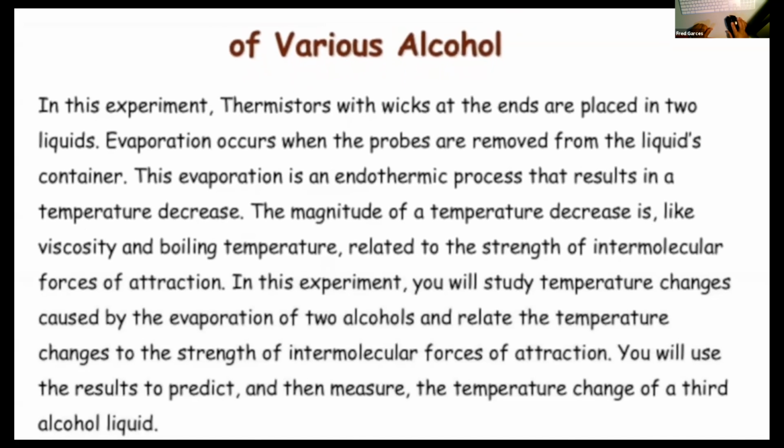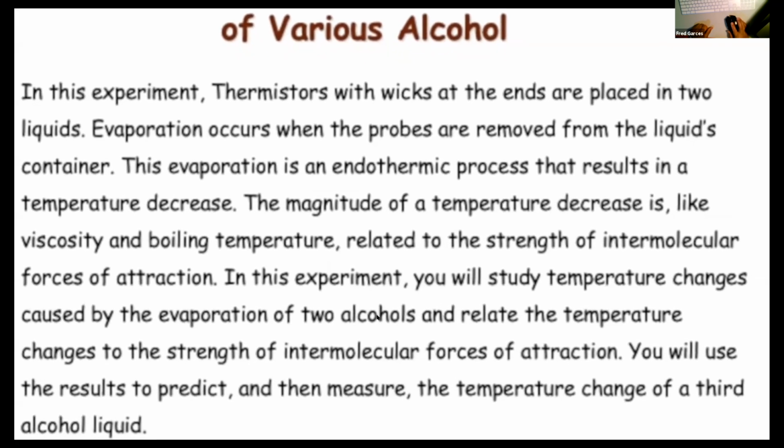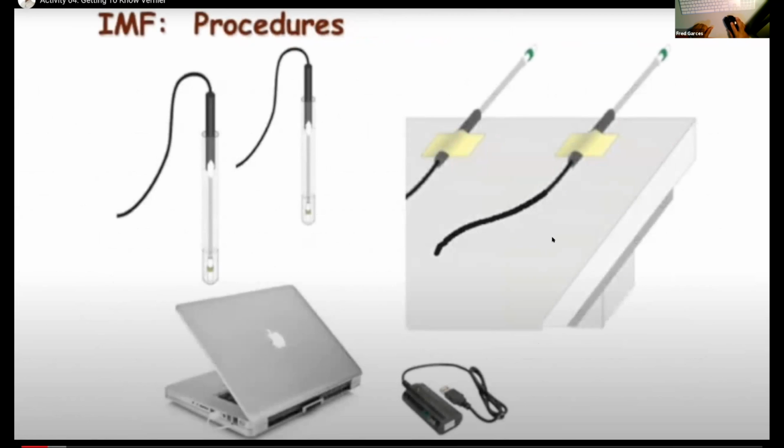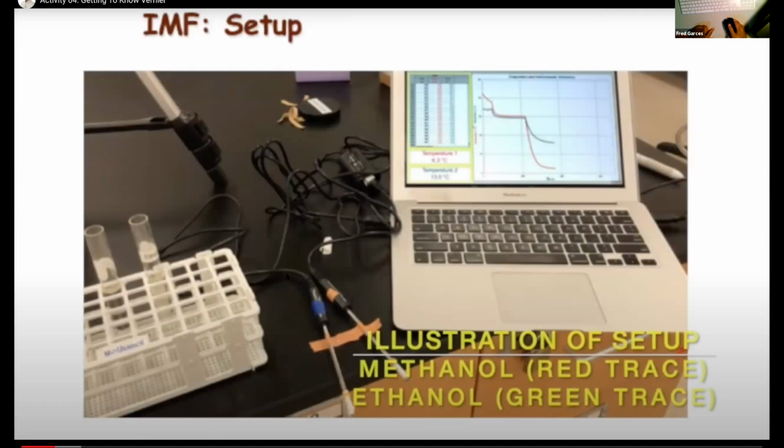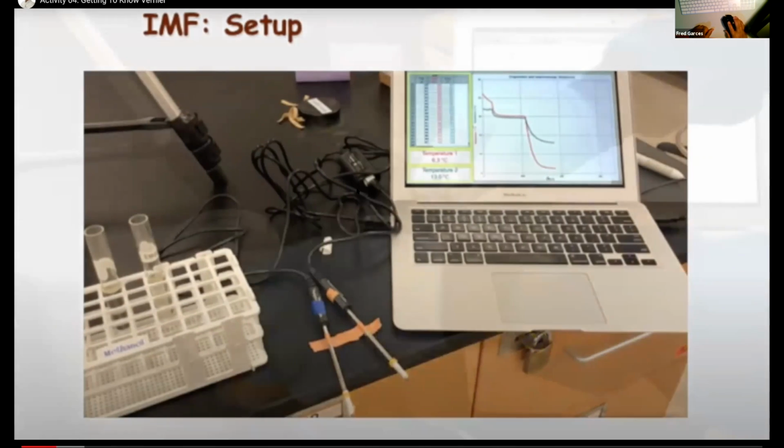You want to include this in your background information. These are the equipment that you guys are using: the computer, the temperature probe, and test tubes. This is what it will look like when you set it up if you were in lab.